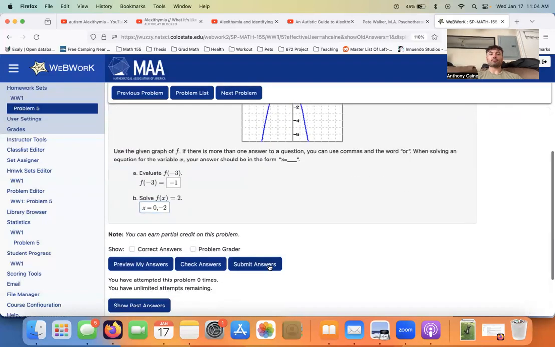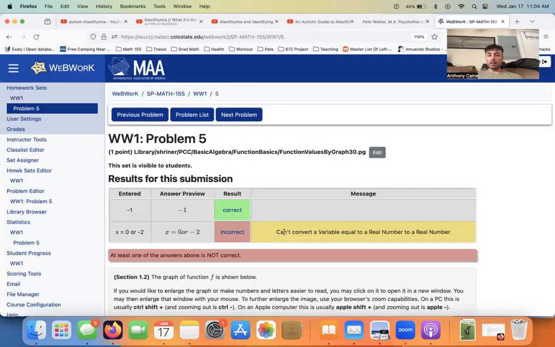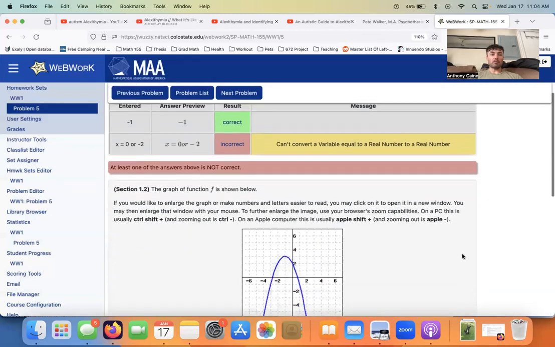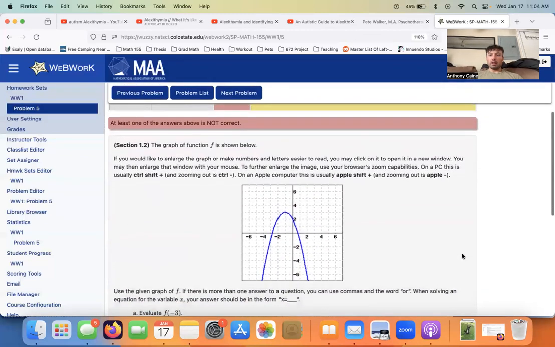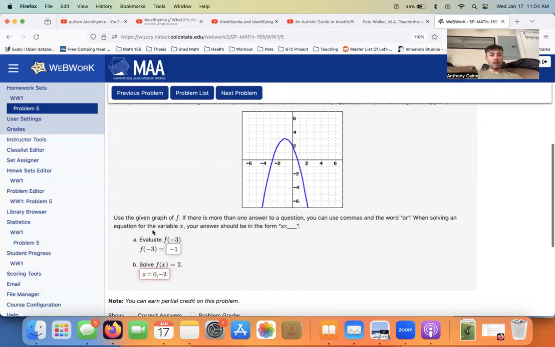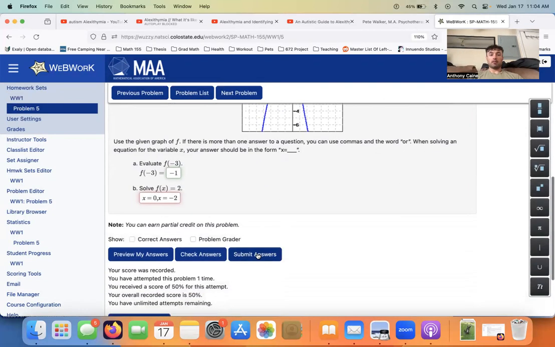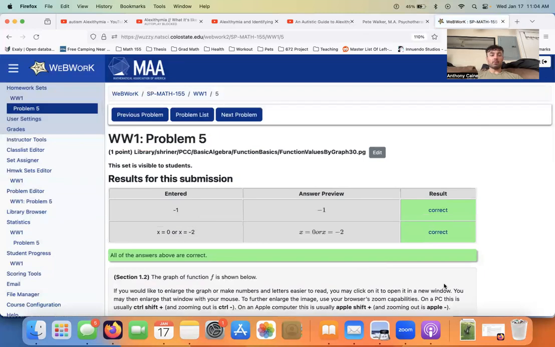Let's try that one. Doesn't like it. Can't convert a variable to a real number, blah, blah, blah. Okay, so maybe it wants this. Yeah, there we go. Sweet.